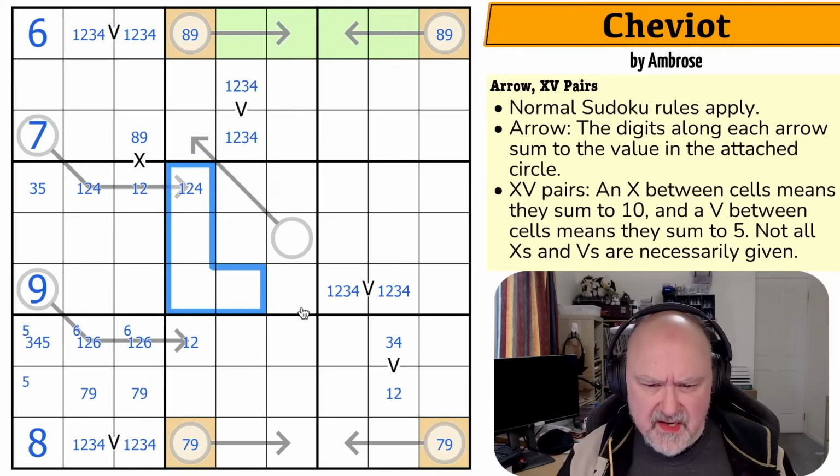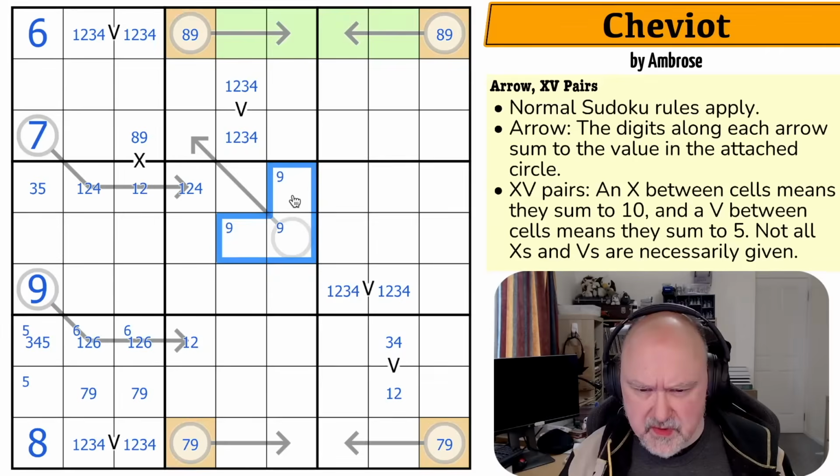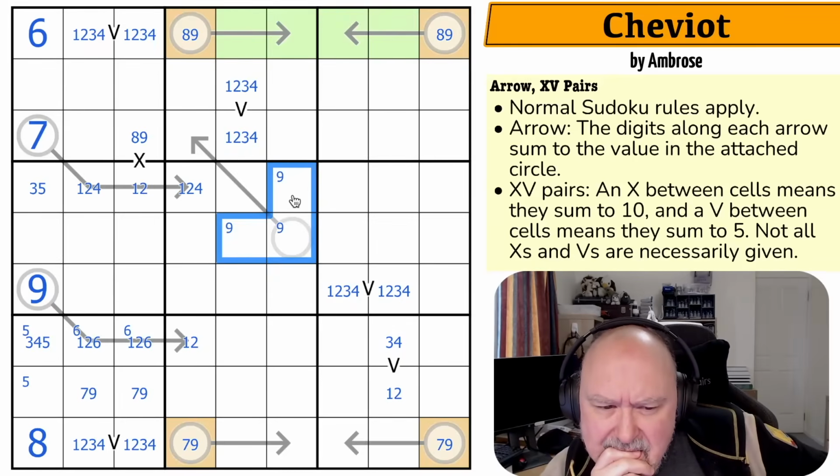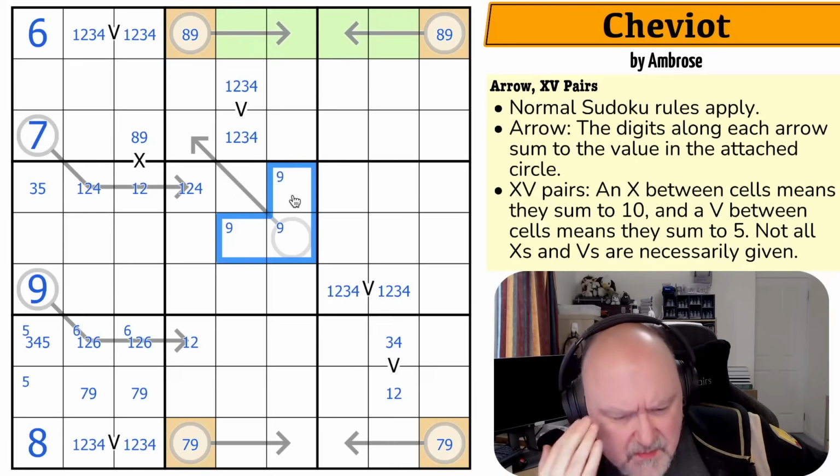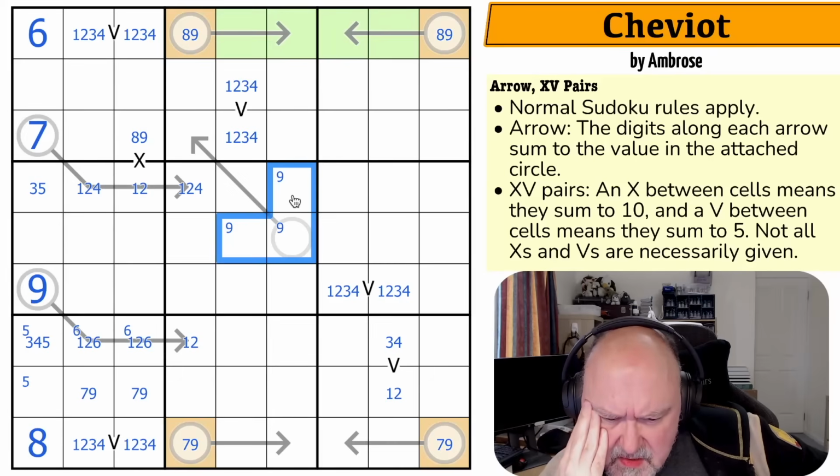Nine is not in any of those. 9 is in one of those 3. That's not it. What is it I have missed? It's going to be something incredibly obvious.